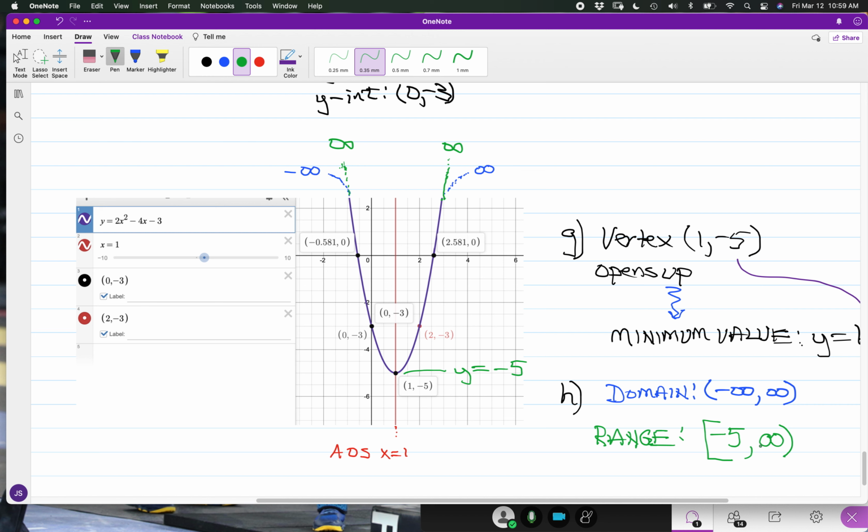So the domain, concerning the x values, is everything between negative and positive infinity. But for the range, you had the y values, so you have going from and including negative 5 on up and reaching out to infinity.